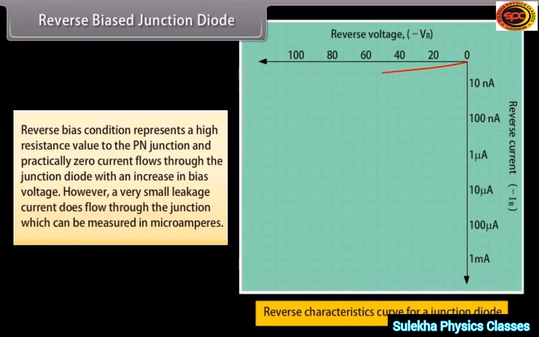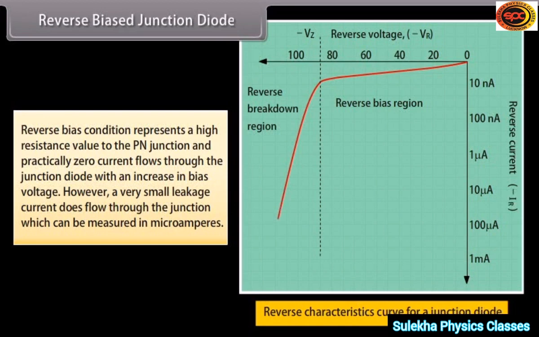Reverse bias condition represents a high resistance value of the P-N junction and practically zero current flows through the junction diode with an increase in bias voltage. However, a very small leakage current does flow through the junction, which can be measured in microamperes.